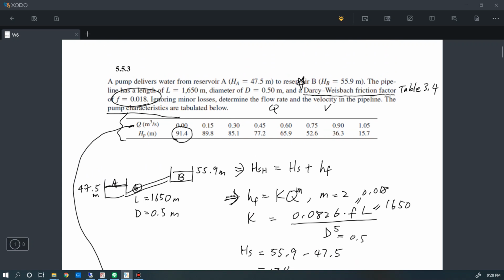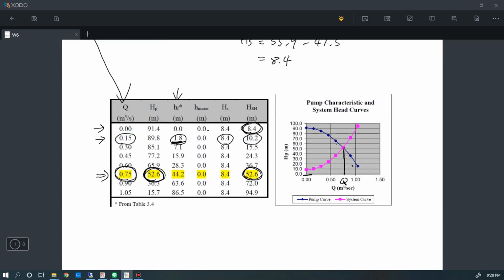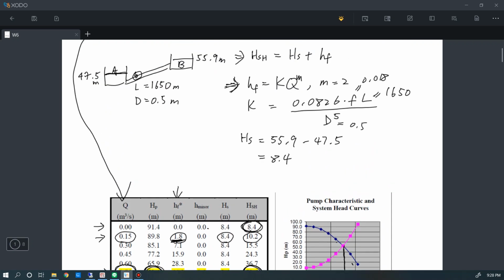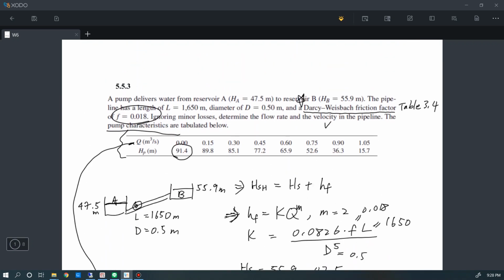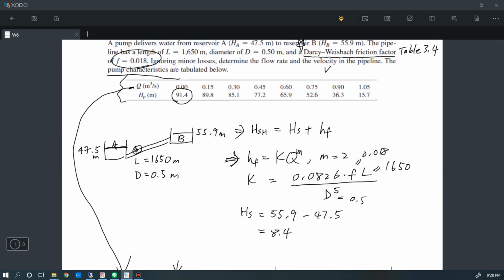The flow rate in the pipelines is equal to 0.75 cubic meter per second. Oh, sorry, what's the number again? 0.75 cubic meter per second. Okay, this is the first answer for flow rate.